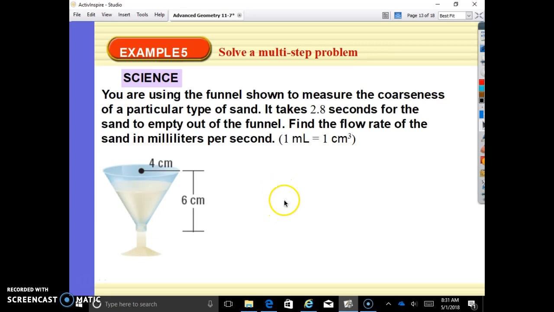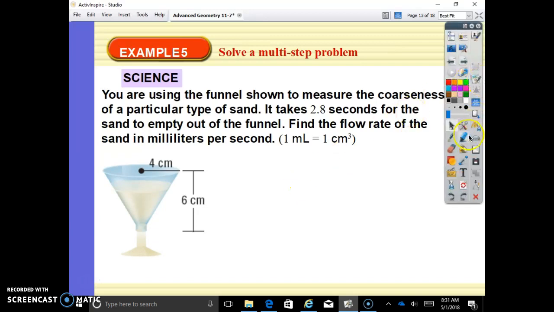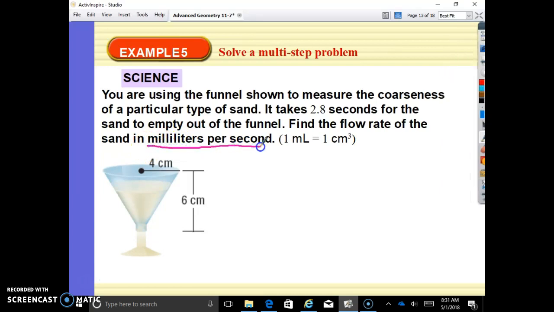All right, so the next problem, solve a multi-step problem. You're using the funnel shown to measure the coarseness of a particular type of sand. It takes 2.8 seconds for the sand to empty out of the funnel. Find the flow rate of the sand in milliliters per second. So it's saying it wants milliliters per second.